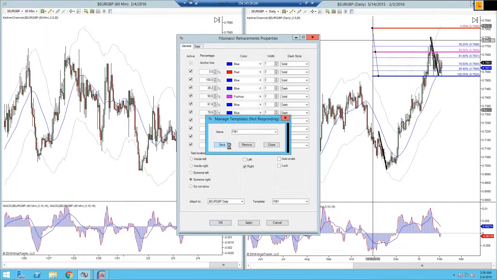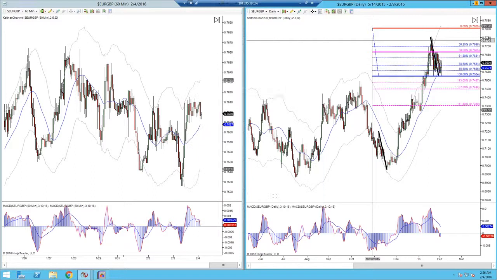It's not responding. Why is it not responding? Sorry about this NinjaTrader tonight. It's kind of ridiculous.